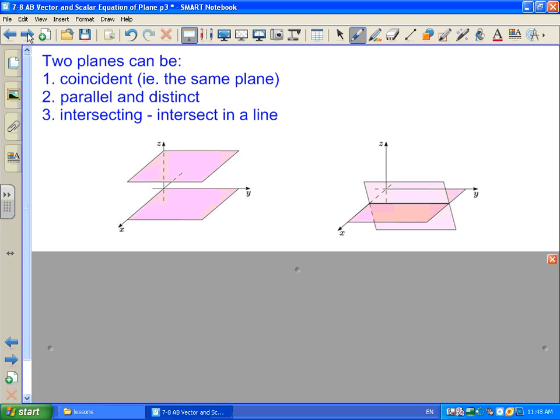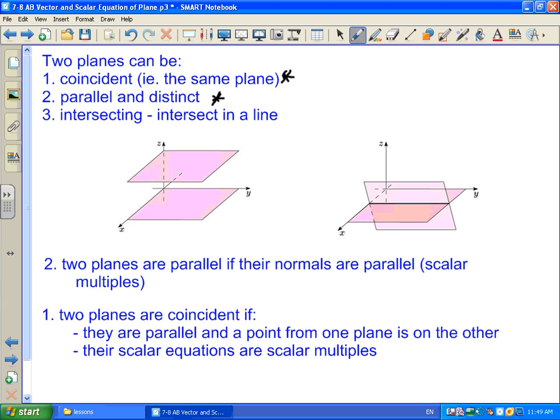So the 2 we want to focus on today are how can we tell if they are parallel and distinct? How can we tell if they are coincident? And here's how we can tell. 2 planes are parallel if their normals are parallel, or if the normals are scalar multiples. So if we have the normals of both of these planes, we can really easily check to see if they are parallel or not. And then once we know whether or not they're parallel, we can check if they're coincident. And they're coincident if they are parallel and a point from one plane is on the other plane.